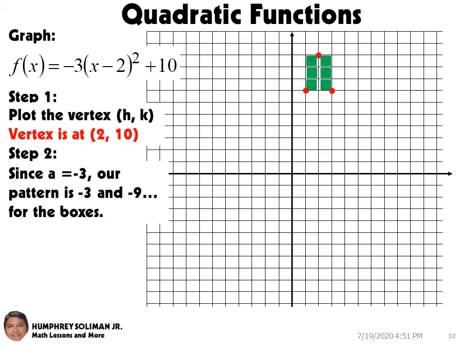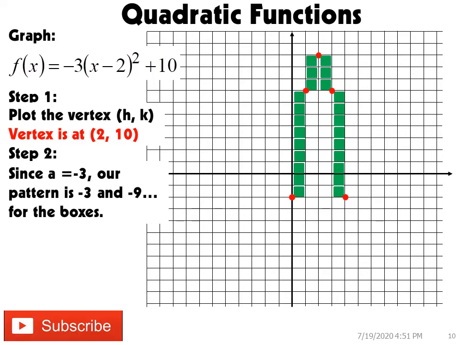Step number 2, since our a is negative 3, our pattern will be negative 3 and negative 9 for the number of boxes. Our pattern is negative, so our boxes will be drawn downwards. Also, notice that we only need 2 patterns because our function will not fit the graph if we use negative 15. Anyway, we have arrowheads to tell us that this function will continue and extend to infinity.